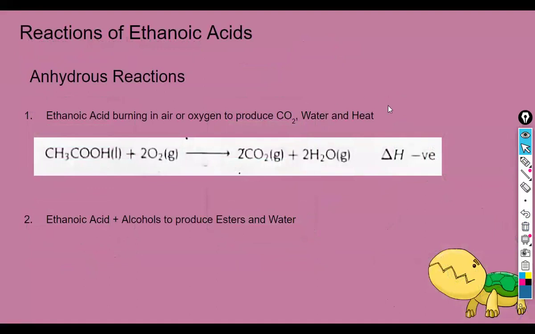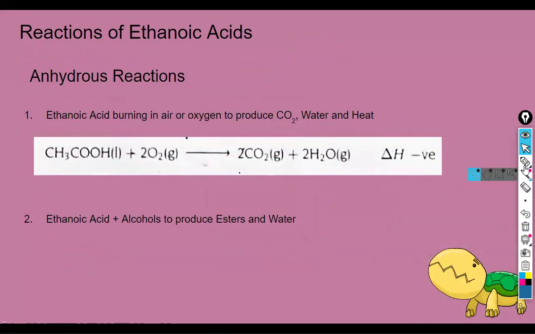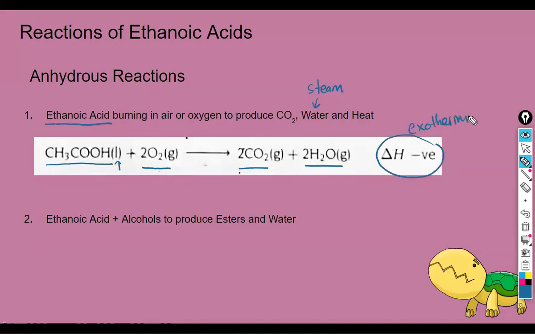So, anhydrous reactions. The first anhydrous reaction of alkanoic acids, the one you have to learn off by heart for the exam, is that whenever you take ethanoic acid, which is this guy here, I'll put the letter L here to show it's a liquid, but you don't usually write it here, you just write it below the H. Sorry about that. When you take the ethanoic acid and mix it with oxygen, you could burn it in air or oxygen. When you do that, you get three things: carbon dioxide, H2O, but it's (g), so this water is actually steam, and then this is a symbol for exothermic, meaning that heat is produced.